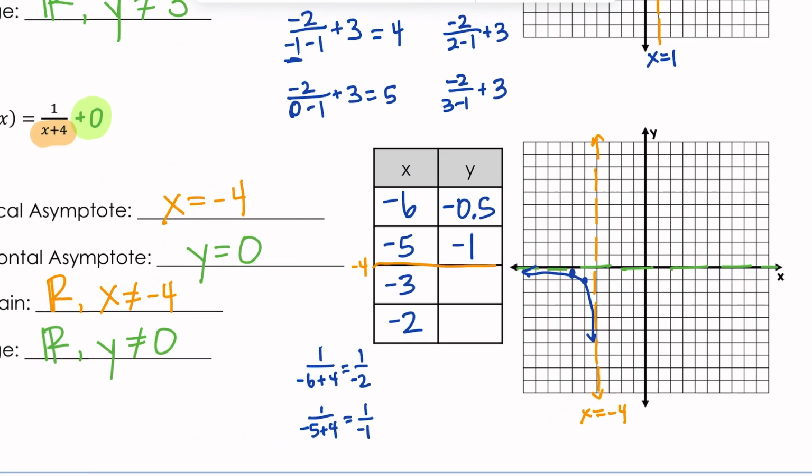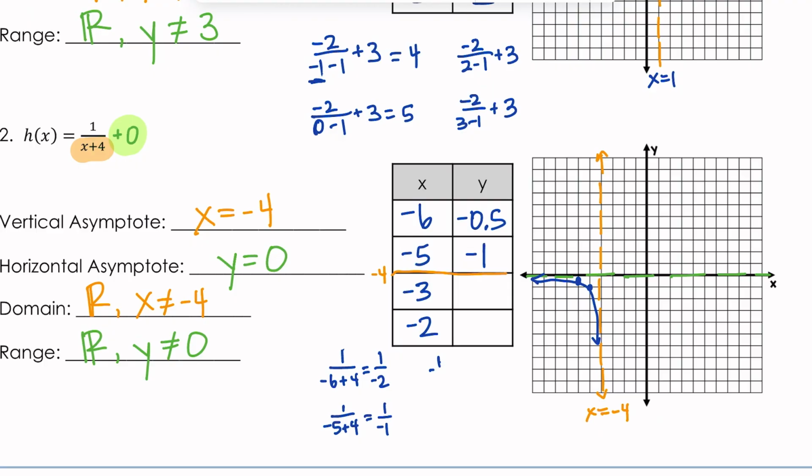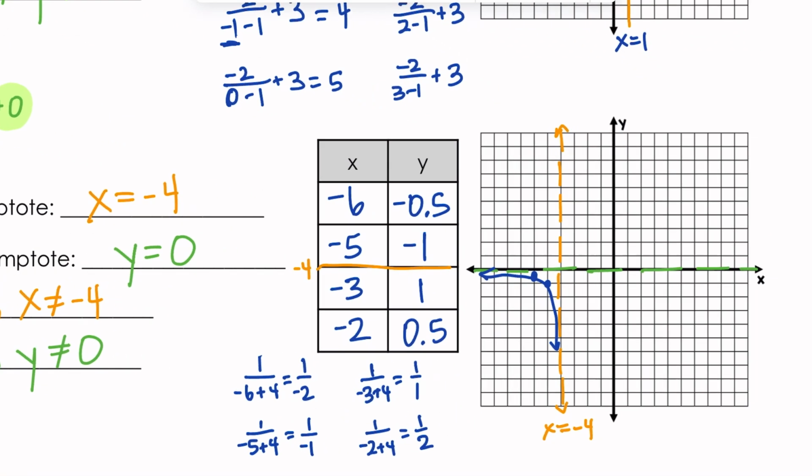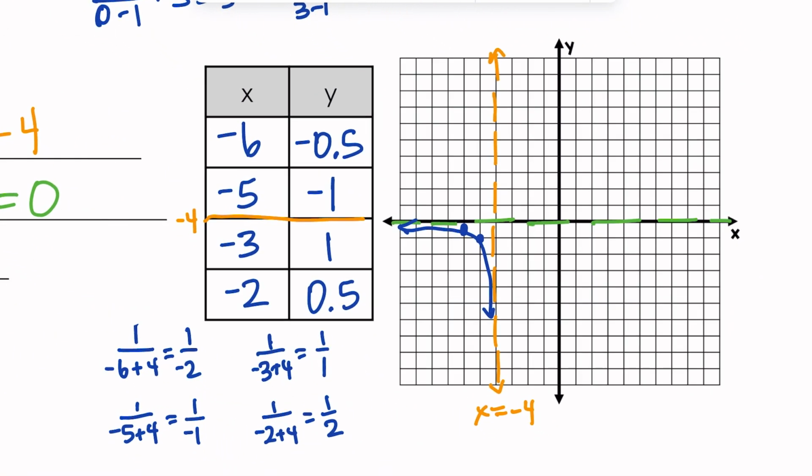Then plug in our other 2 points. So plug in the -3. 1 over -3 plus 4. Well, that's 1 over 1, which is 1. And 1 over -2 plus 4. That's 1 over 2, which is 1/2 or 0.5. Okay? So when I plot these points, I'm going to plot -3 comma +1, and -2 comma 0.5. Okay, and then a nice curve through those points and next to our asymptotes.